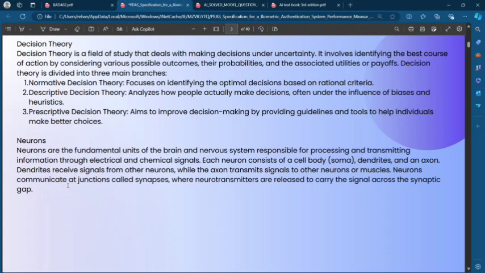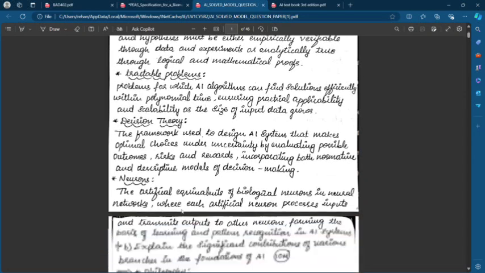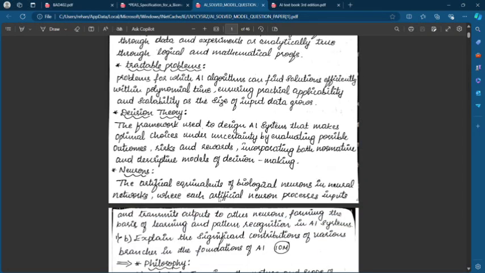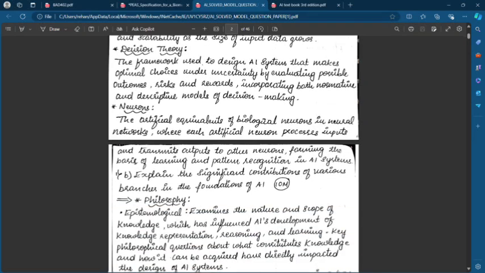Neurons communicate at a junction called... Hey, why is it explaining only about...? So here it's artificial. What is the artificial equivalence of biological neurons? It is neural networks, where each artificial neuron processes inputs and transmits output to other neurons, forming the basis of learning and pattern recognition in AI systems.